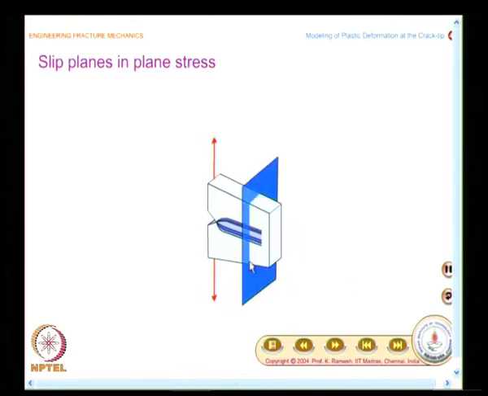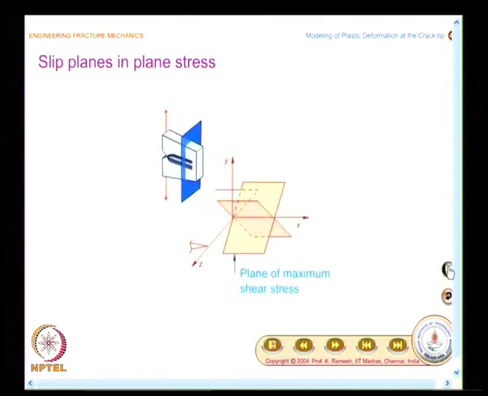And what we are looking at is a plane ahead of the crack. And what you see here, the planes of maximum shear stress is oriented like this. It is really out of plane of the xy plane. And this is what I had mentioned, everything is not plane in the case of plane stress. We have looked at the stress tensor as well as the strain tensor, and you have to recognize the maximum shear stress plane is out of plane, it is like this.